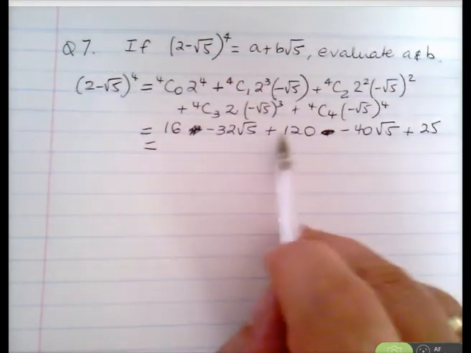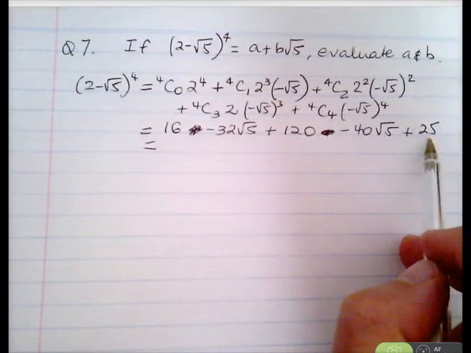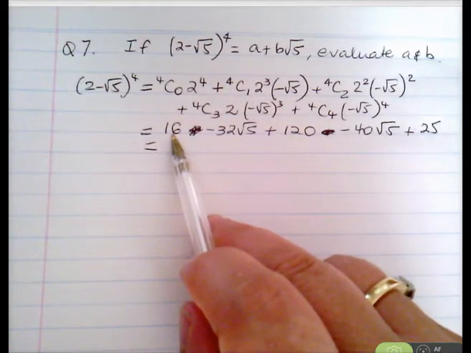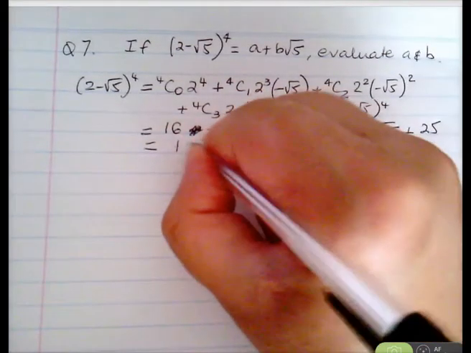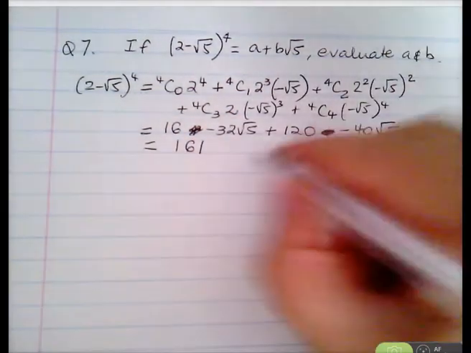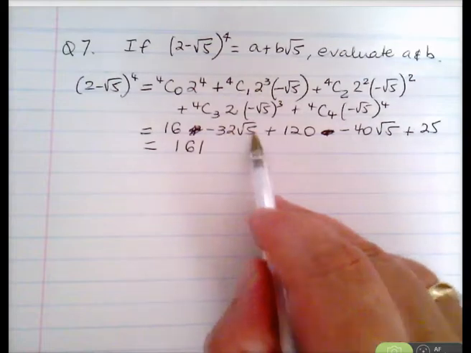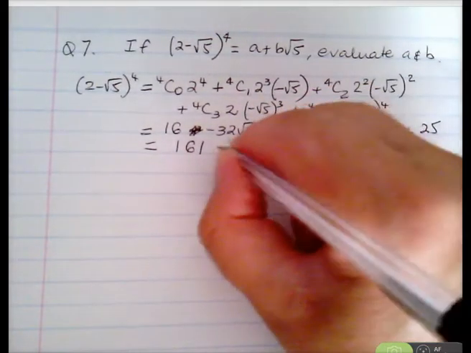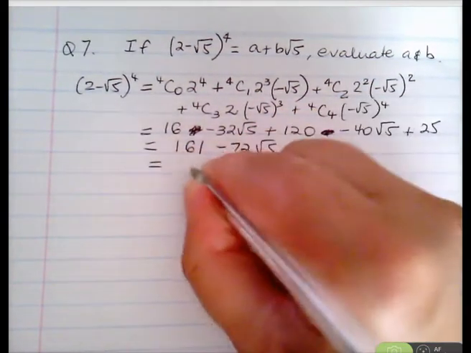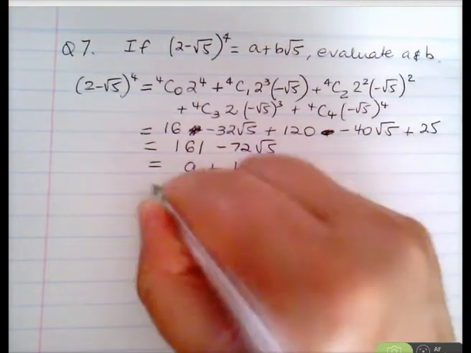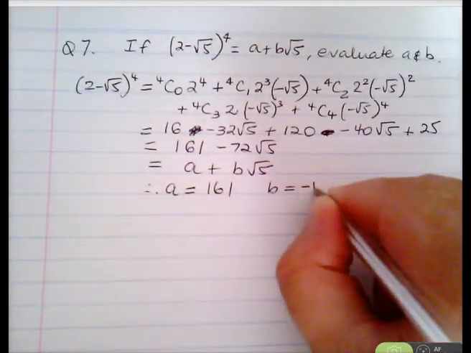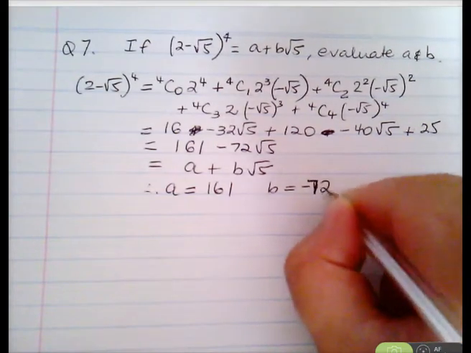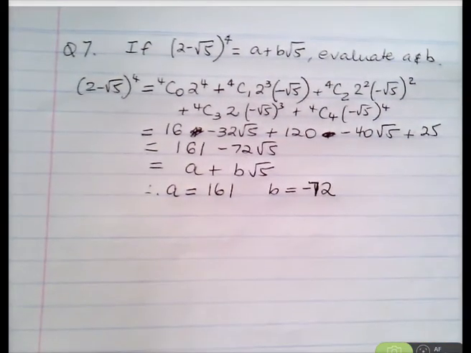So we end up with 120 plus 25 is 145, plus 16, 145 plus 16 is 161, and minus 32 root 5 minus 40 root 5 is minus 72 root 5. Now if that is equal to a plus b root 5, therefore we can say that a is 161 and b is just negative 72. Okay, now that's question 7.